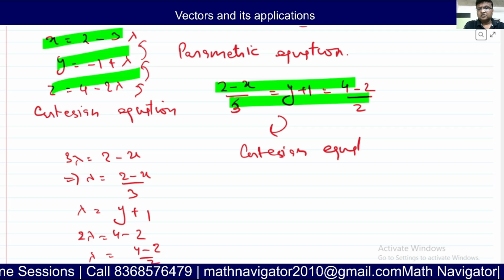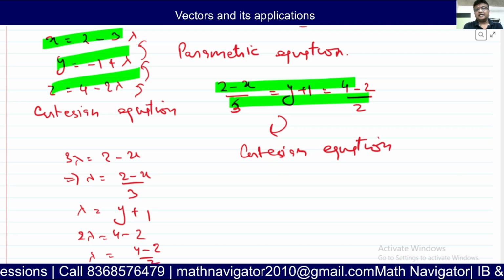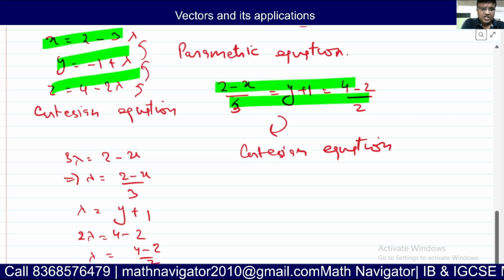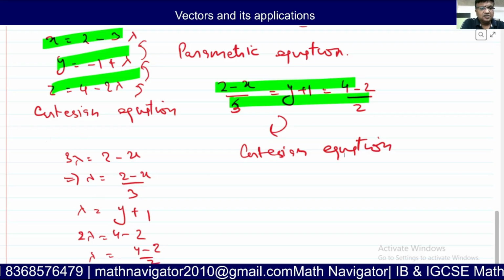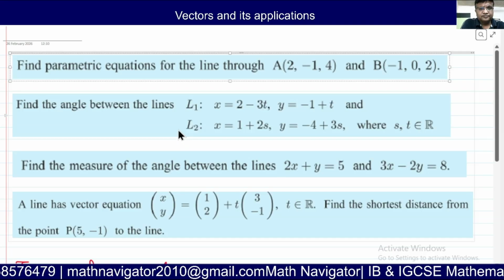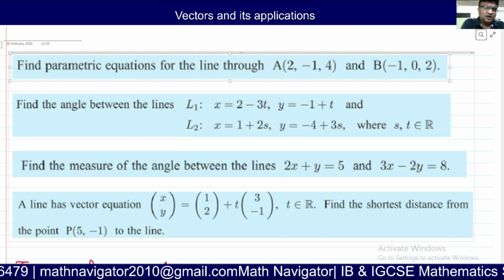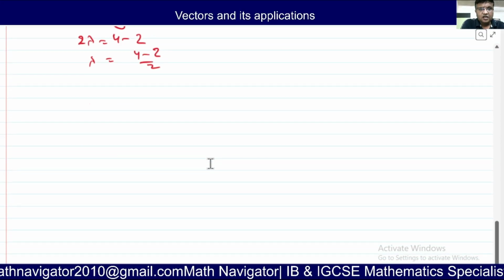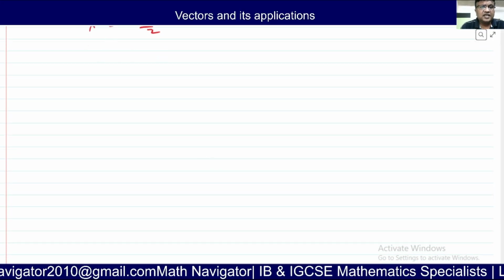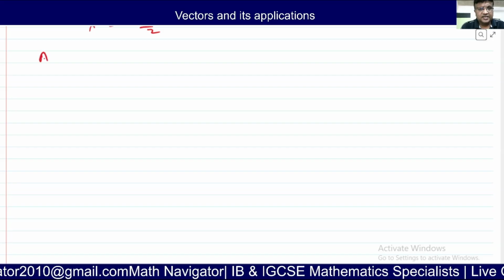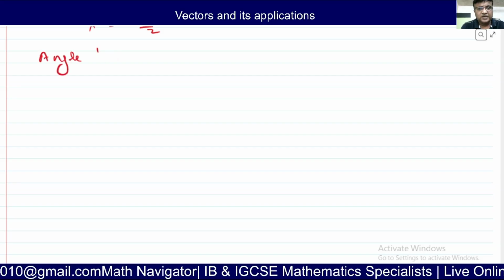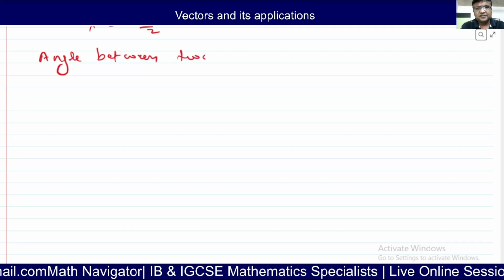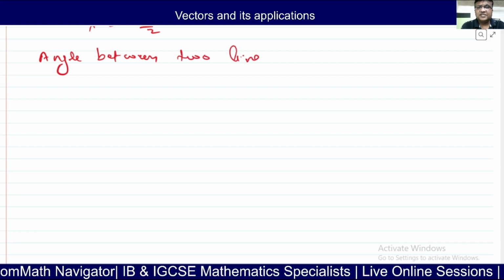Perfect. So we are clear with what a line is and how we make the equation of a line. Let's move to the next thing. Now we talk about how to find the angle between two lines. The next topic is the angle between two lines. What do we mean when I say angle between two lines?